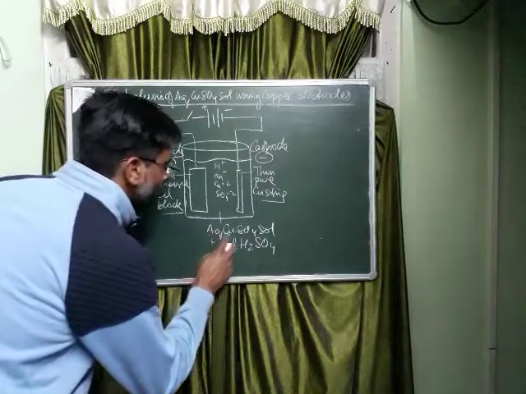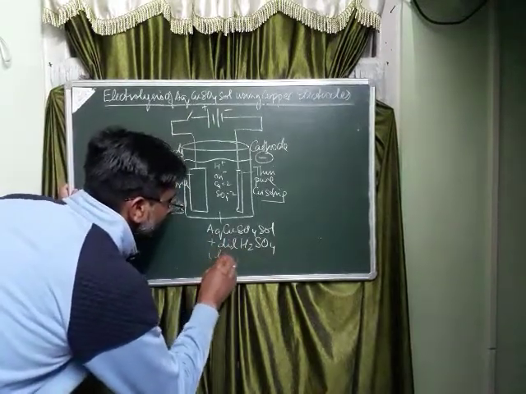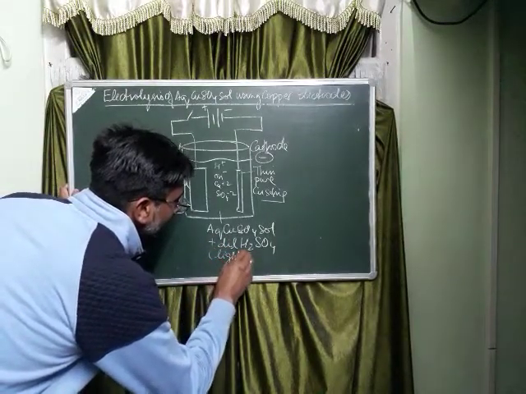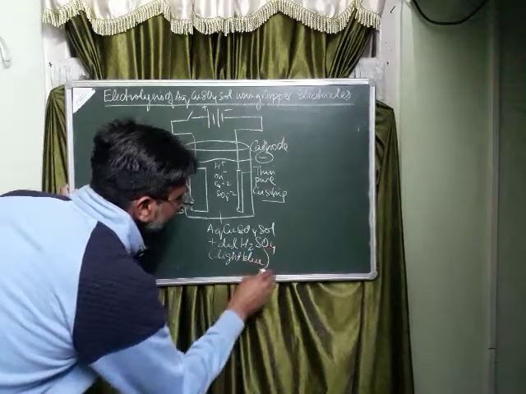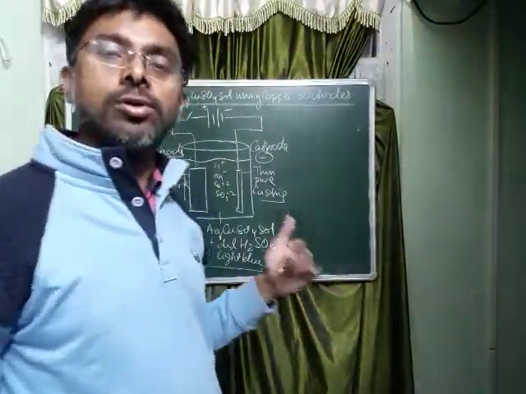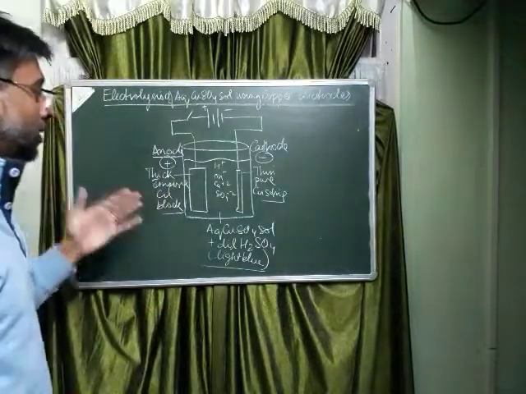Now the color of aqueous copper sulphate solution is, again, light blue, a transparent solution. Light blue transparent solution. You can see through the solution. It is light blue in color.